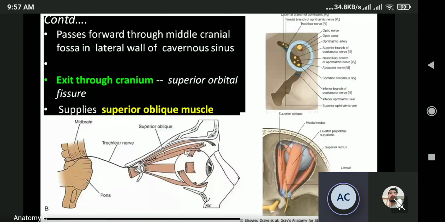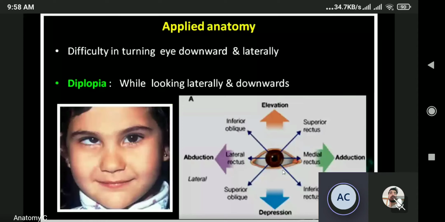Can you see this muscle which is winding? This one is the superior oblique, and this is the trochlear nerve. This is supplying the superior oblique muscle. So this is the overall course of the trochlear nerve. Now the trochlear nerve is supplying the superior oblique muscle.